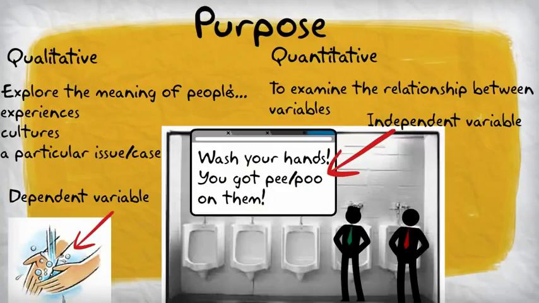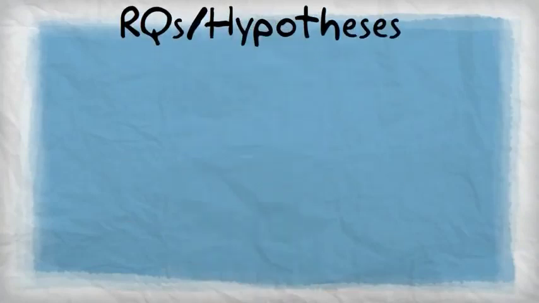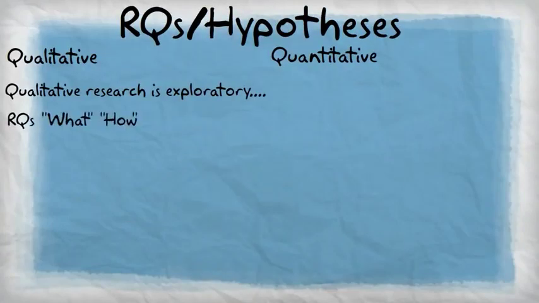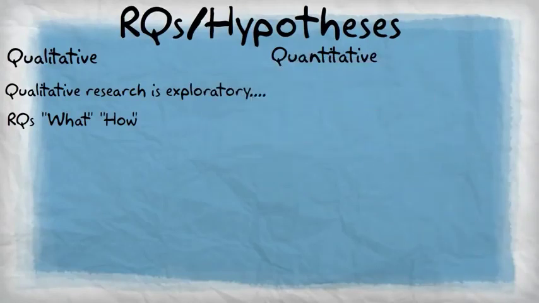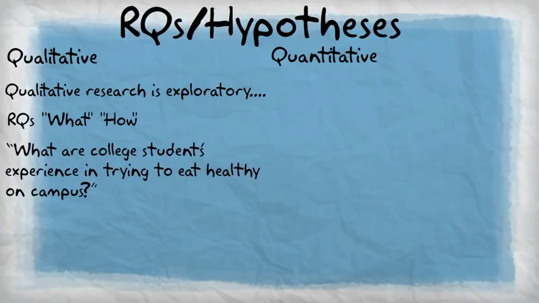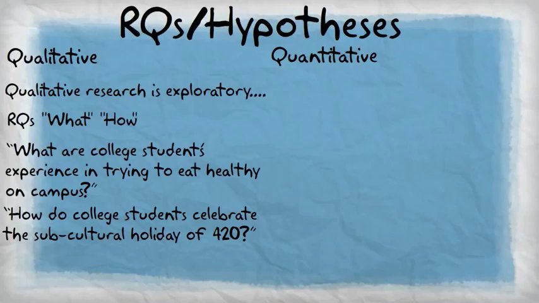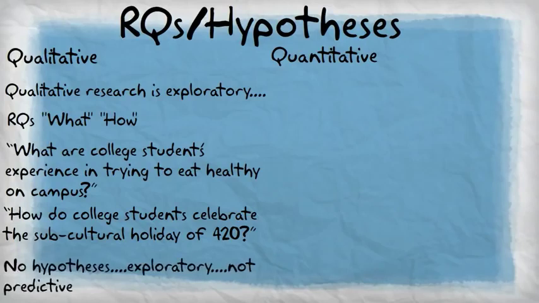Let's talk about research questions. Since qualitative research is exploratory in nature, qualitative research questions usually start with the words what or how, since these words imply discovery or exploration. For example, a qualitative research question could be, what are college students' experiences in trying to eat healthy on campus? Or, how do college students celebrate the subcultural holiday of 420? Because qualitative research is exploratory, it typically does not have a hypothesis, which is a prediction. In a nutshell, qualitative research tries to explore, not predict, participants' views.